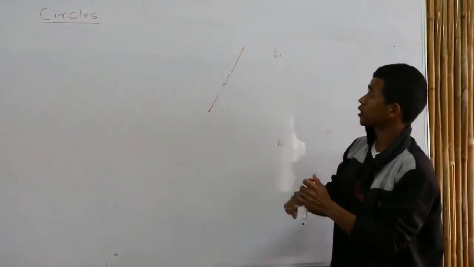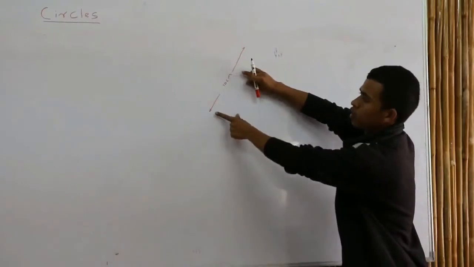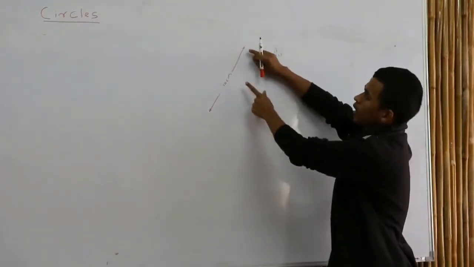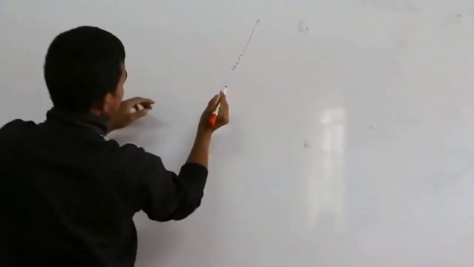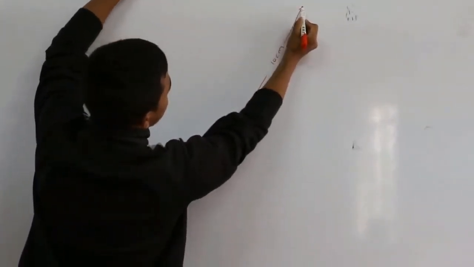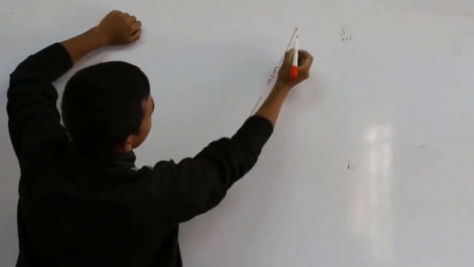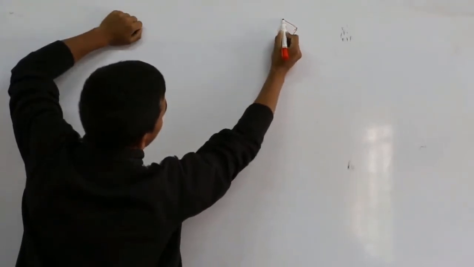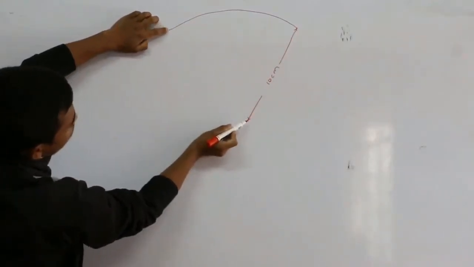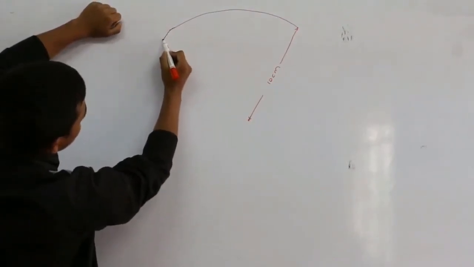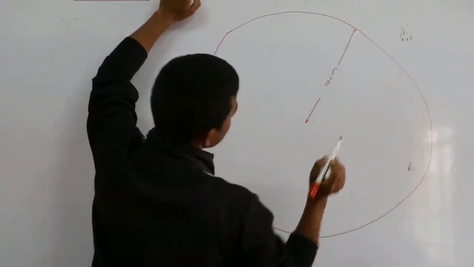Then if we put that condition on this point, along which path can it move? It cannot come closer to the fixed point, otherwise the distance will not be 10 cm anymore, and it cannot go further from it either. So it can only move keeping the distance always 10 cm from this fixed point. It can move only along this path, so that when this point reaches here, its distance from the fixed point is still 10 cm.